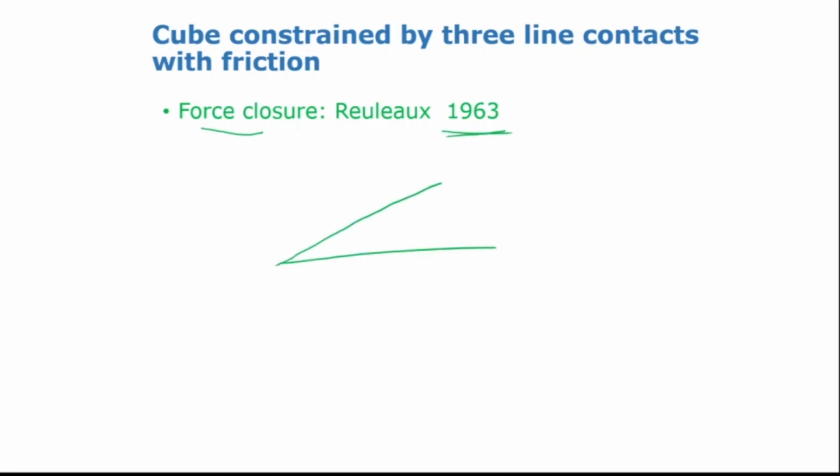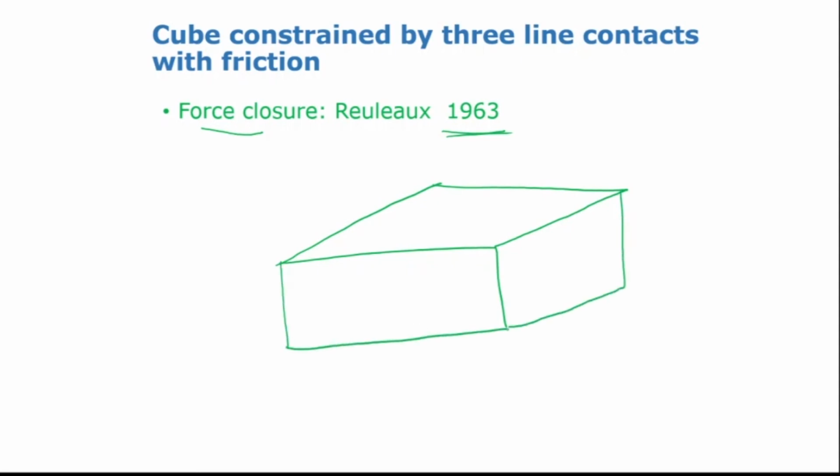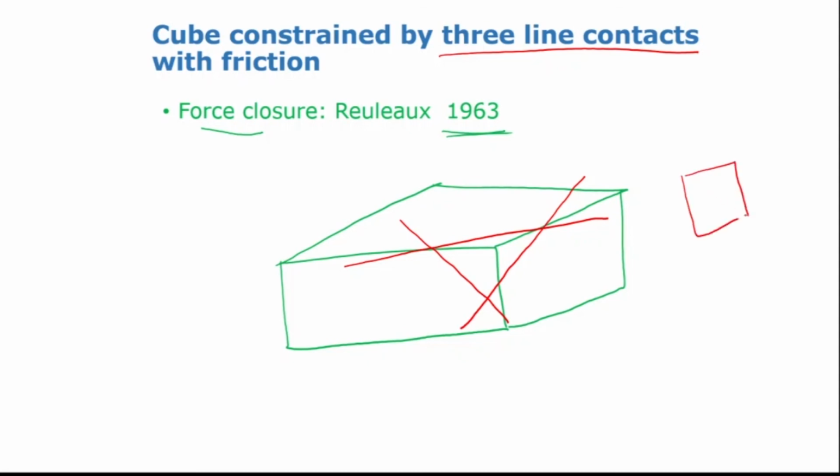If you take a cube, okay, this is a cube, and we are holding it by 3 line contacts. So a cube constrained by 3 line contacts with friction. So one line is like this, one line is like this, and one line is like this. I'm sure you must have felt this or seen this or experienced this somewhere. If you place one finger here, one finger here, and one finger here, this is equivalent to saying you're holding it here, here, and here.